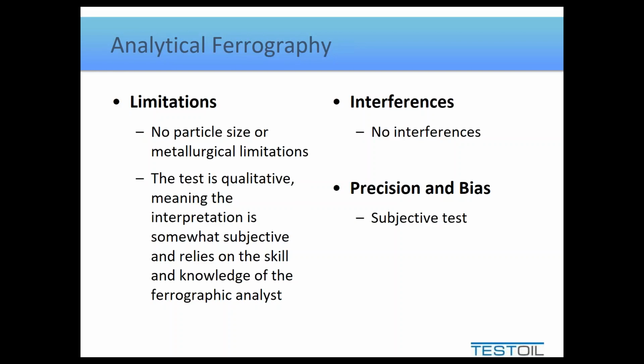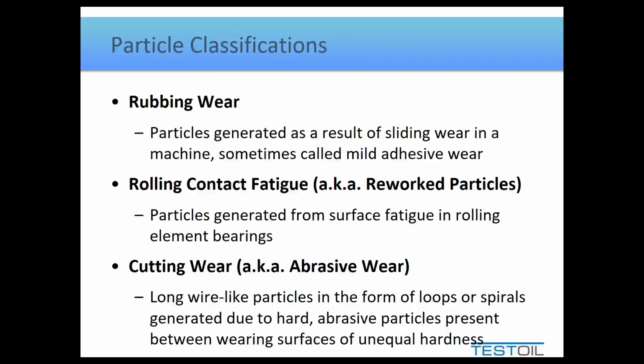So to try and remove some of the subjectivity from the measurement, we try to use a fairly standardized method of reporting, and thankfully again ASTM comes to our rescue for that. So here are the different categories as reported by ASTM. Rubbing wear is largely considered to be a normal type of wear. These are the type of particles we would expect to find, and as long as they are small in size, they aren't considered much of an issue.